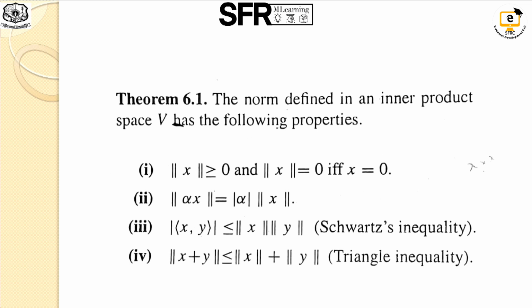Next is an important theorem. It tells the properties of the norm. We already defined the norm, so what properties does it satisfy? The norm is always greater than or equal to 0. If the norm of a vector is 0, then that vector must be the zero vector. The norm of a scalar times a vector is the modulus of alpha times the norm of x. The third one is called the Cauchy-Schwarz inequality: modulus of the inner product of x and y is less than or equal to norm x times norm y. And the fourth one is the triangle inequality: norm of x plus y is less than or equal to norm x plus norm y.